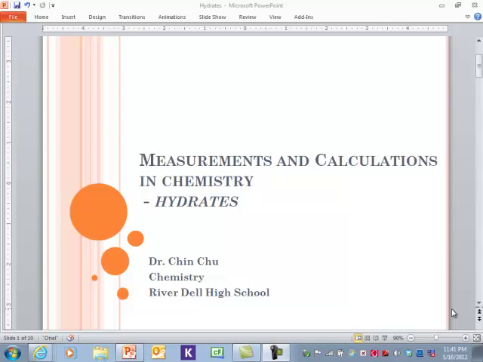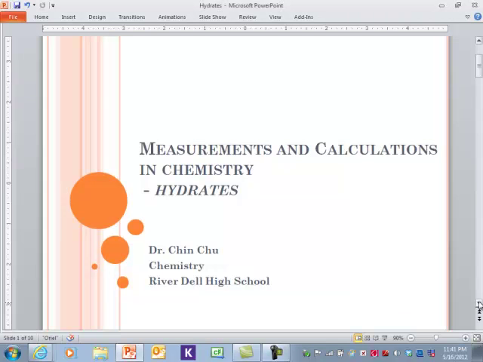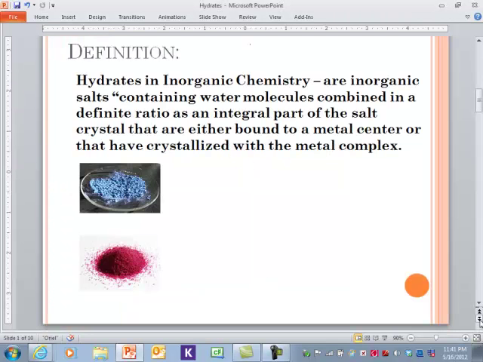Hello everyone, today's topic is hydrates, and that's related to the lab you just finished. Let's first introduce the concept of hydrates. What we refer to here as hydrates is strictly restricted to inorganic chemistry. In organic chemistry, you encounter another kind of hydrate, but it's quite different.